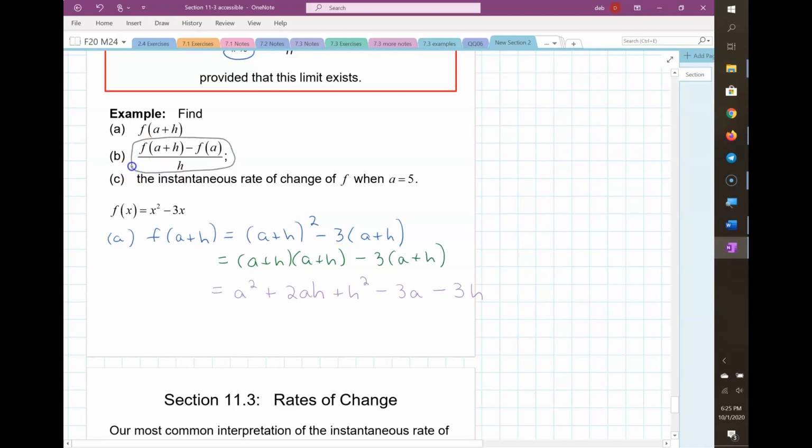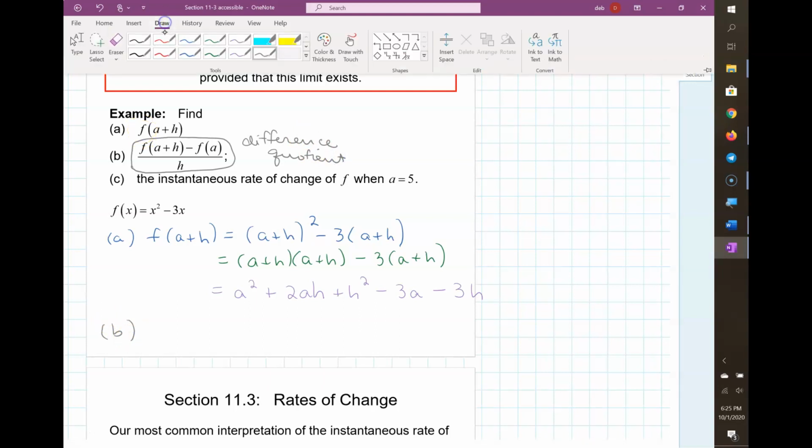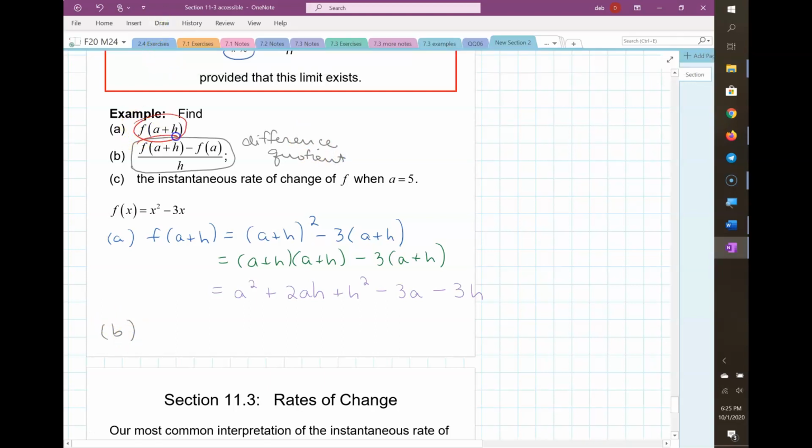Now put this together, and this is called the difference quotient. So the f of a plus h is the piece we already found. So it goes right here in the upper left. So a squared plus 2ah plus h squared minus 3a minus 3h. So just copy that. Then whenever you have a minus, open a parenthesis, because that minus needs to get distributed to everything that comes after.